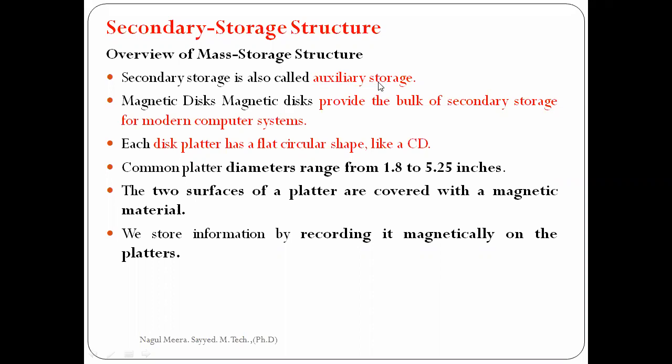The real-time example of our secondary storage is magnetic disks. Your hard disk is also called a magnetic disk. In our computer there is a hard disk, and this hard disk is also called a magnetic disk. So secondary storage is equal to mass storage is equal to auxiliary storage is equal to magnetic disk.